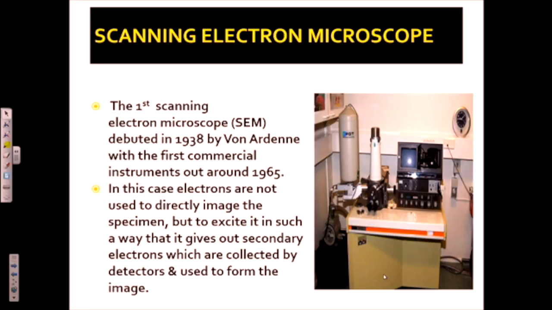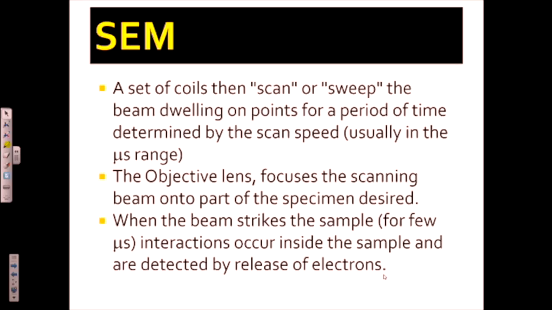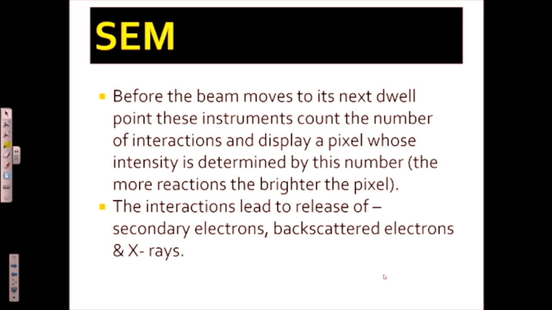The only difference between scanning and transmission is that in this case electrons are not used directly to image the specimen, but to excite it in such a way that it gives out secondary electrons, which are collected by a detector and viewed. So there are primary electrons and secondary electrons, which adds another level of complexity. It's just a different way that it works.